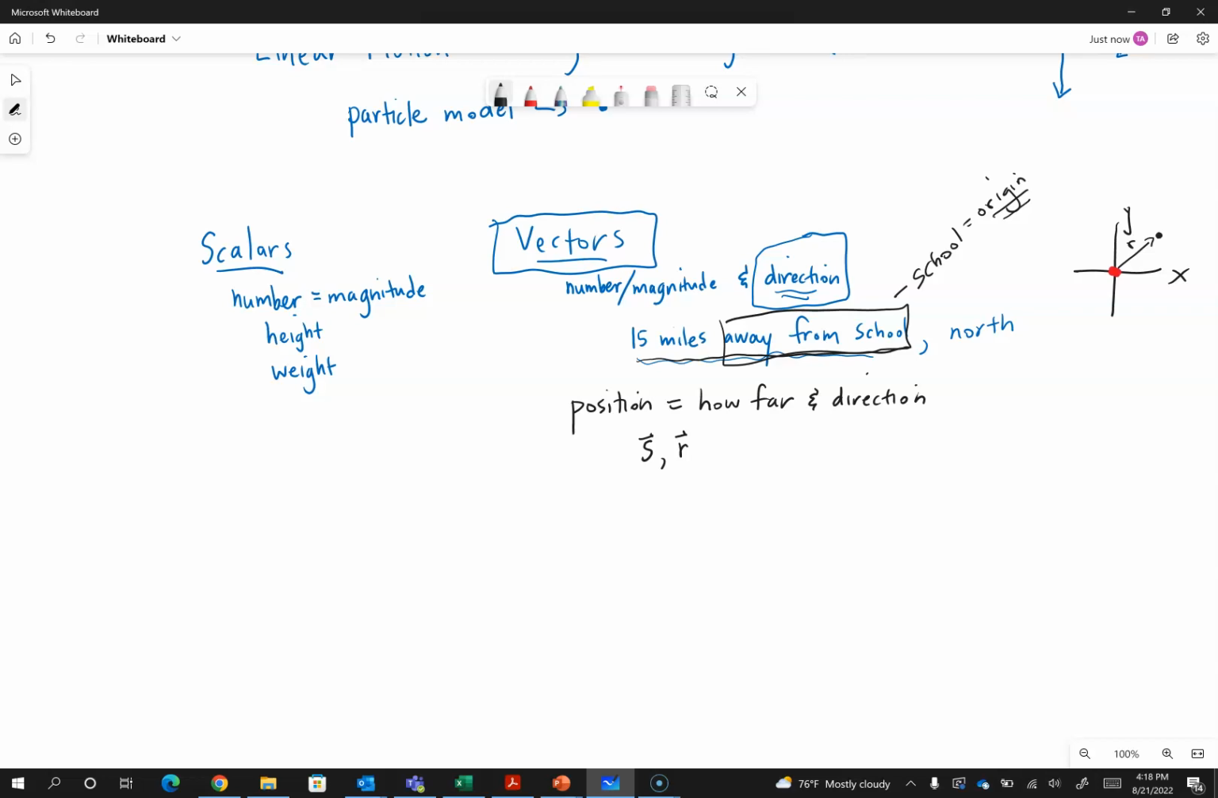So R is common to use, X is common to use, Y is common to use. When you get to 3 dimensions, which is not in this class, 3-dimensional motion is for your dynamics class if you end up taking that. So position you will see as S or R or X or Y. That always means how far away from a specific origin.